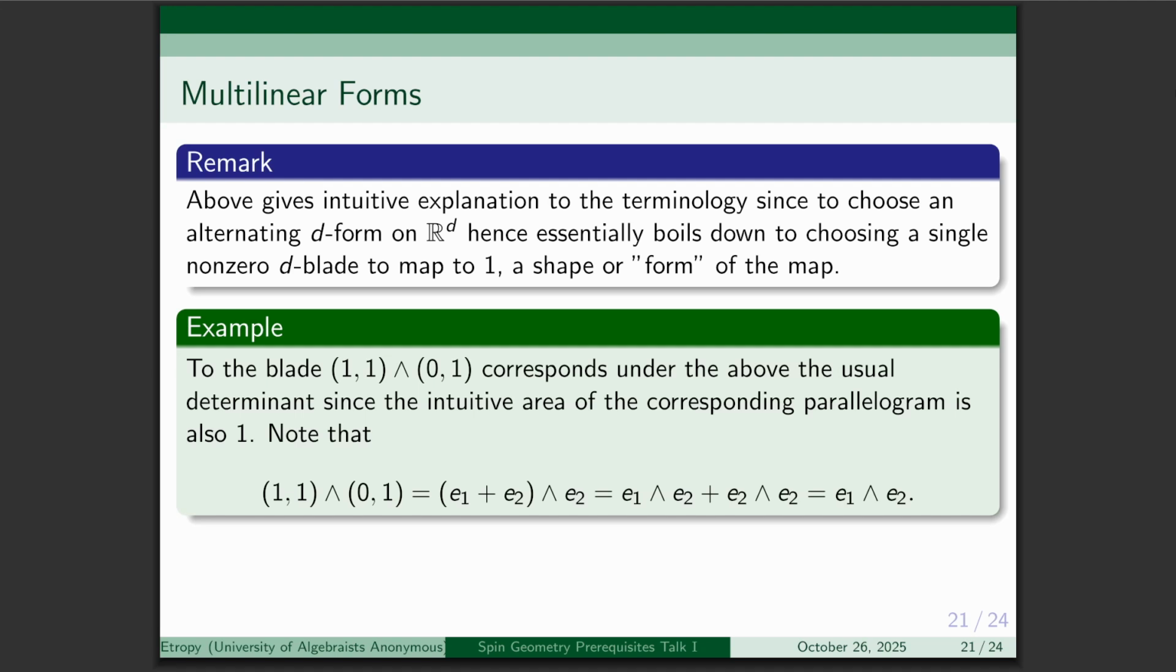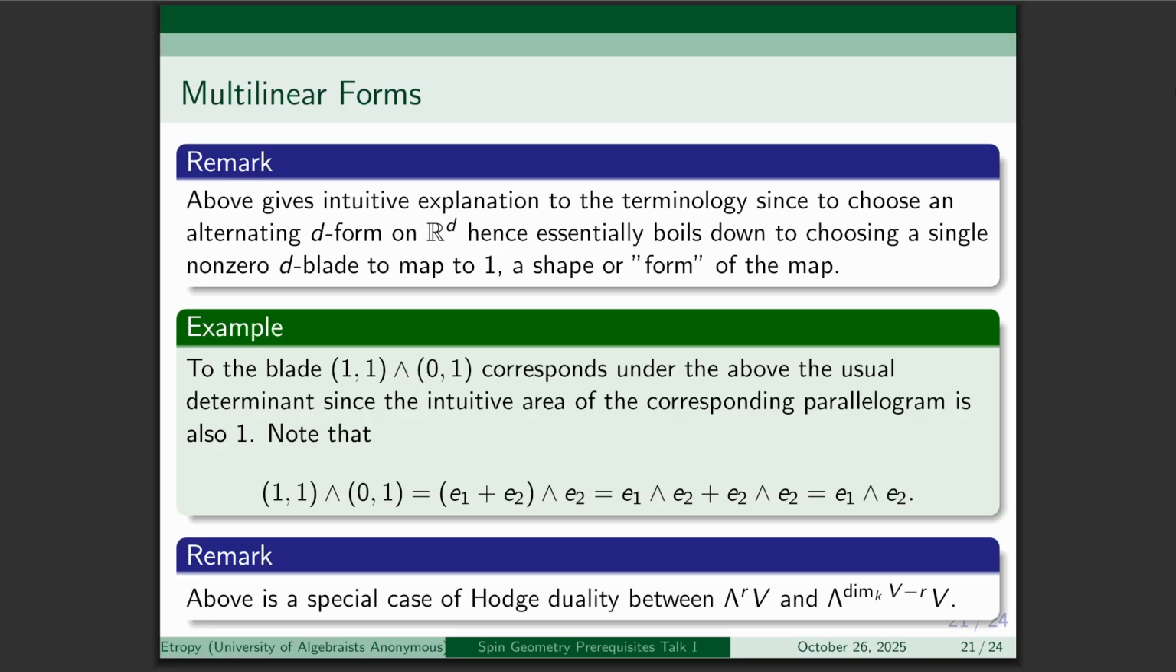If we want to map this to 1, well, we can actually notice it's the same thing as just E1 wedge E2, because this sort of non-orthogonality can be killed off using the exterior product, and we get back our usual determinant. And in general, whatever you put here, you will just see that the corresponding alternating linear form we get will be off by exactly the factor of the determinant of this d-blade.